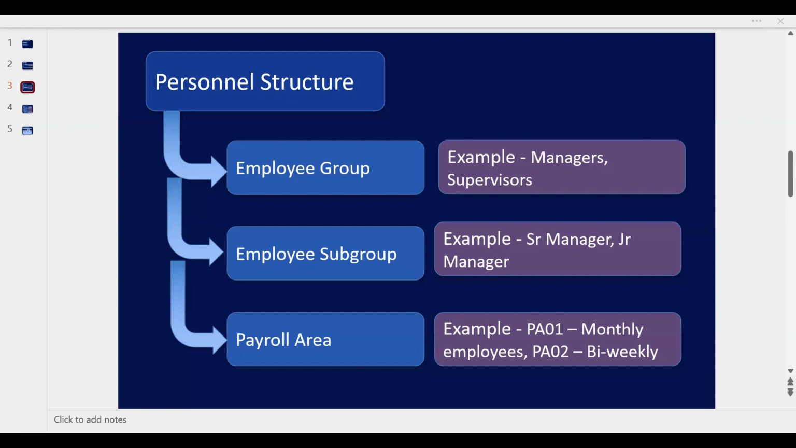Payroll area. Employees who are paid on the same cycle and with similar characteristics are grouped into payroll area. Few examples: PA01 monthly employees, PA02 biweekly employees, and S01 night shift payroll. These classifications make payroll processing consistent across the company.